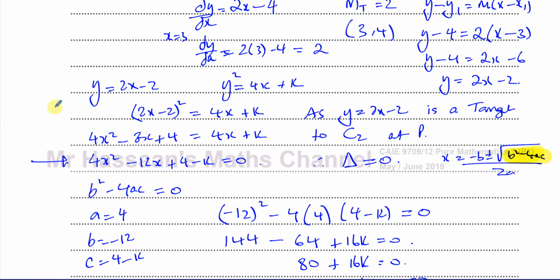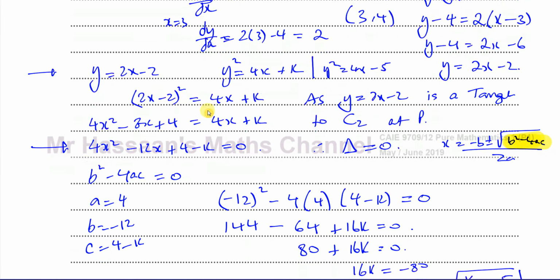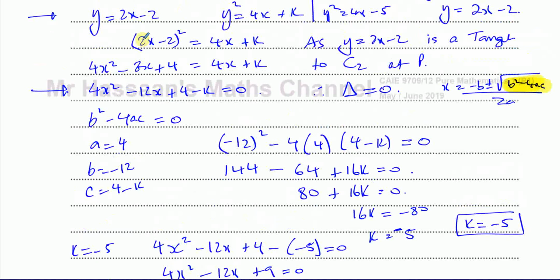Now we could use either of these two equations. We have y squared equals 4x. Now we know k is minus 5, so this is now going to be y squared equals 4x minus 5, right? But this other one is of course easier to use. You don't have to worry about square rooting and stuff. So we replace the x in this equation.